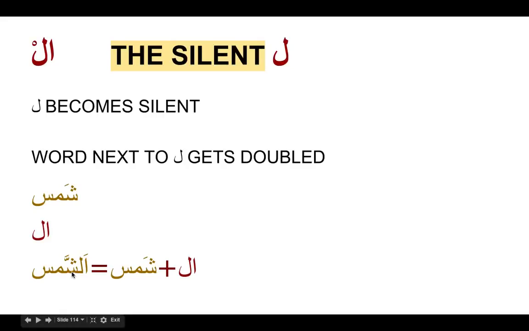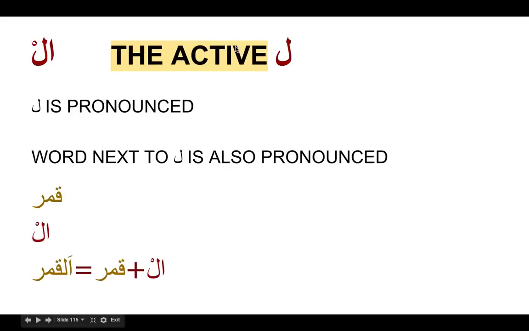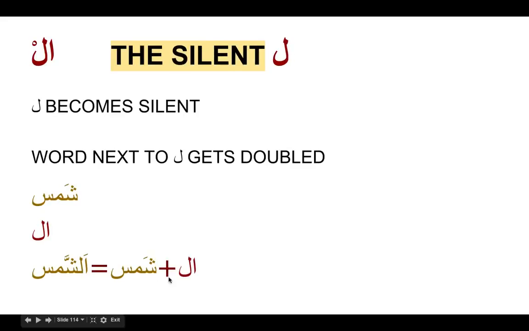It's a compensation. And there are certain letters where the lam becomes an active L. Here the sound of lam is pronounced. For example, we have qamar and this definite article al. Qamar means moon. So when you get al plus qamar, it becomes al-qamar. All the letters are pronounced clearly, al-qamar, whereas in the previous one, ash-shams, the lam is not produced.